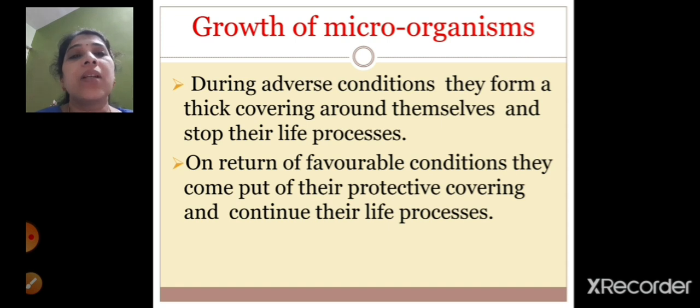When the conditions are favorable, that means when they get that warmth, they come out of their protective covering and then they continue their life process. So what these microorganisms do in extreme and adverse conditions is make a thick covering around themselves and stop their life process for some time. And when the conditions are favorable, when they get a warm temperature, at that time they come out of this protective covering and again continue their life process.